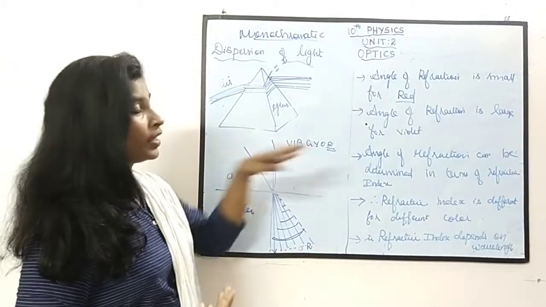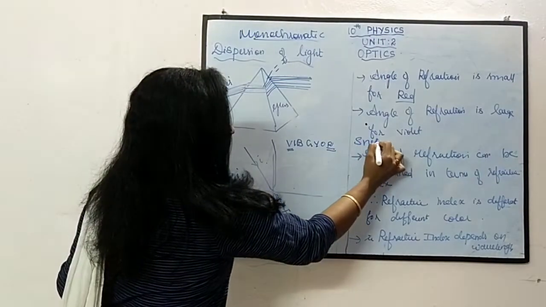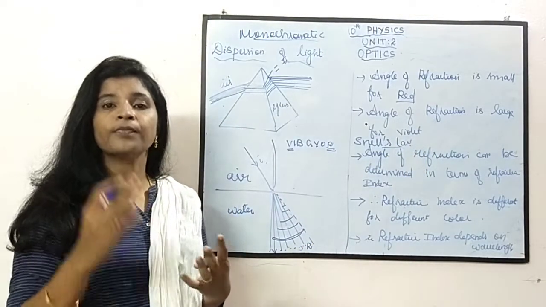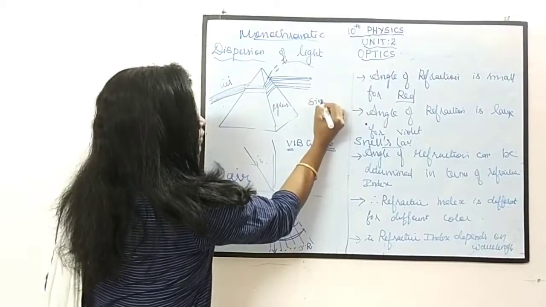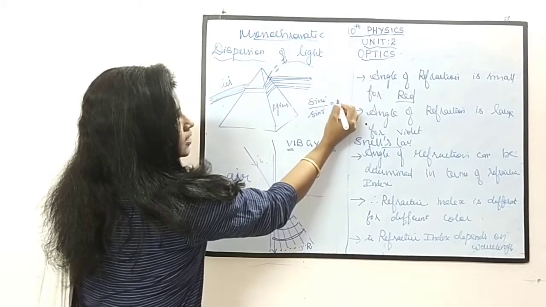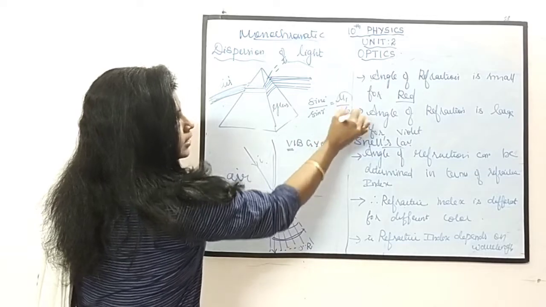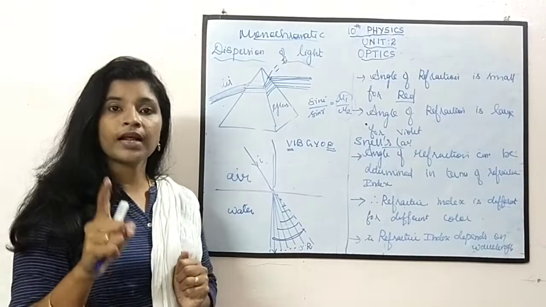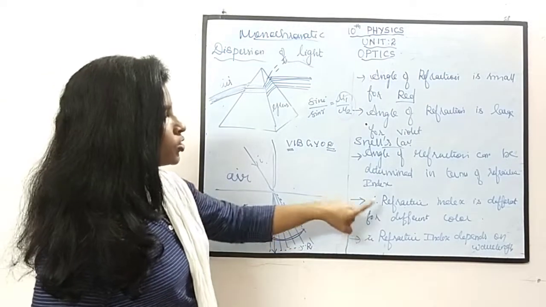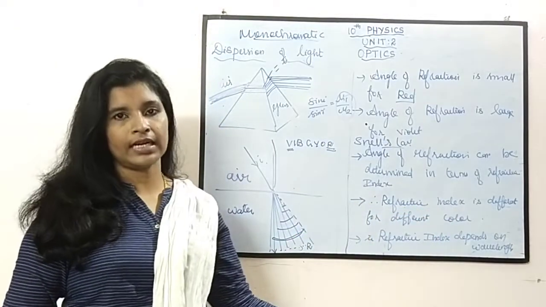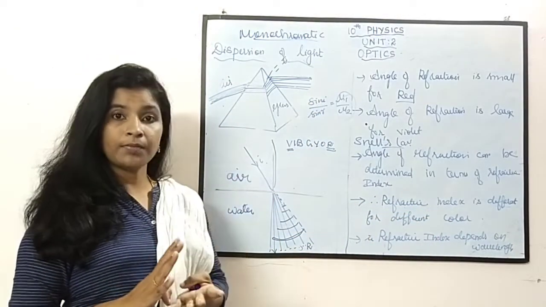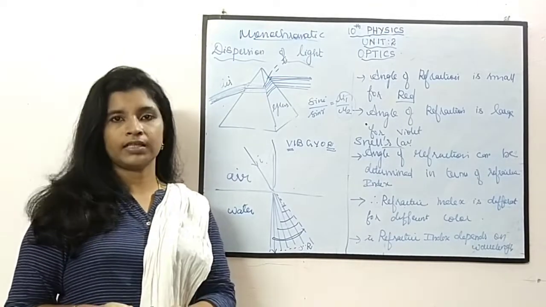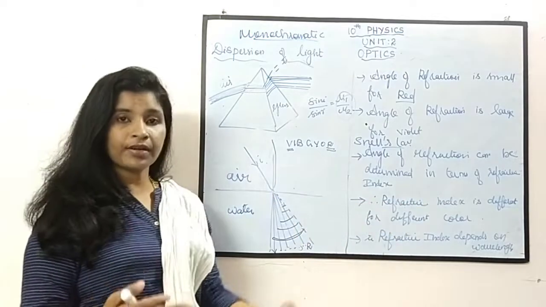Okay, we already studied this from Snell's law. You have studied Snell's law. What is Snell's law? The angle of refraction depends upon what? Refractive index. So the angle of refraction depends on the refractive index. And refractive index is different for different colors. Surely it will be different for each color. So the refractive index is different for different colors.